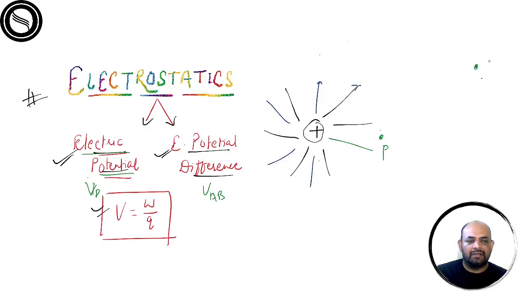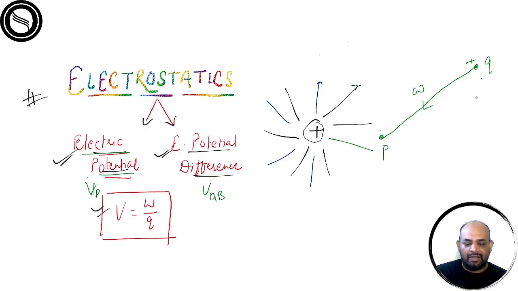Suppose this is the test charge, plus Q. Now we have to bring this to a particular point P here. So we have to bring this charge to point P, and we have to do work against the repulsive force. That work is known as the electric potential of this point P. So this is how we define it.